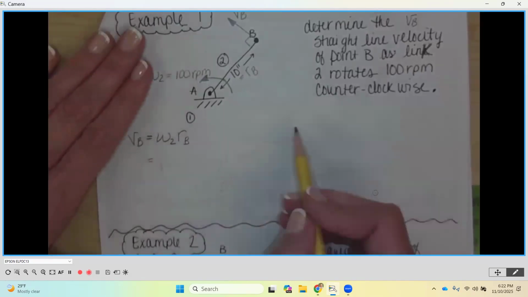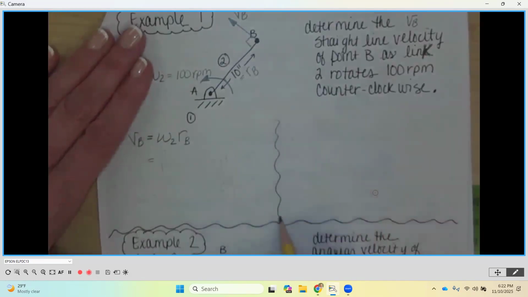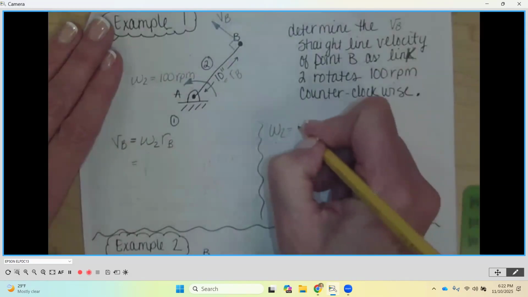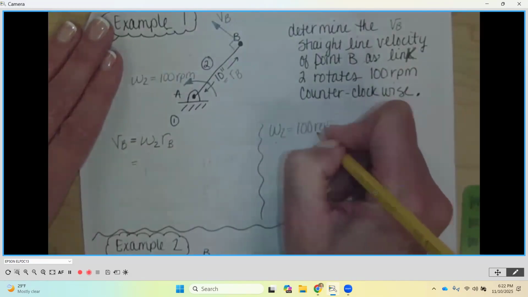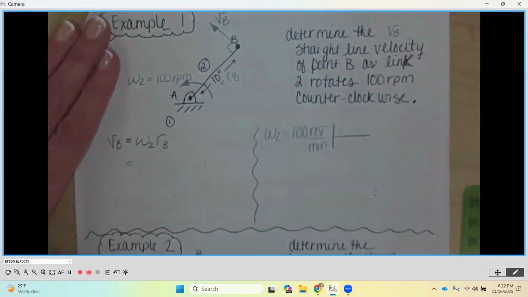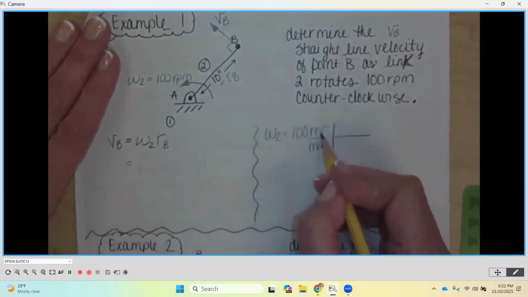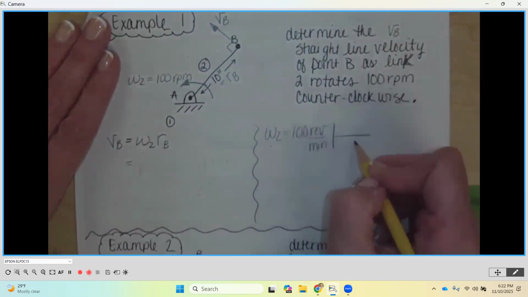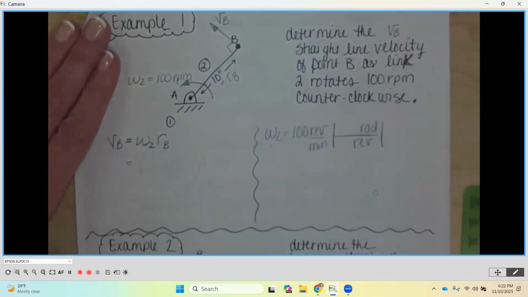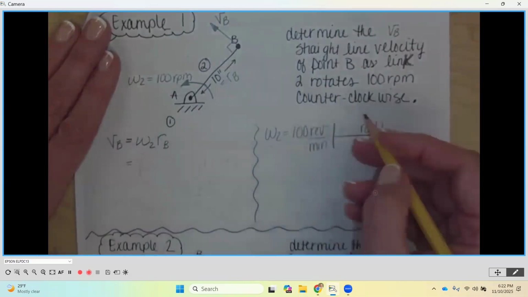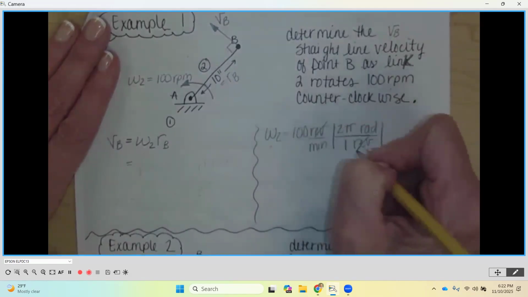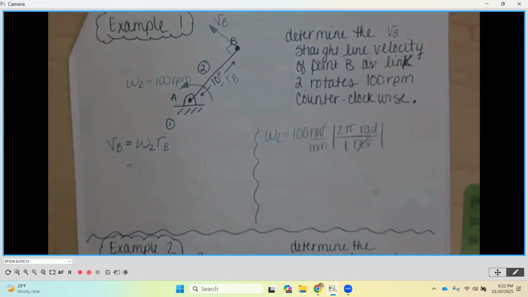We can't use RPMs. So right over here on the right-hand side, we're going to say W2 is equal to 100 revolutions per minute. Now we're going to convert into radians per second. Starting with my revolutions on top, I'm going to put revolutions on the bottom and radians on top, because I need to get radians per second. I know that 1 revolution is equal to 2 pi radians, and my revolutions cancel here.